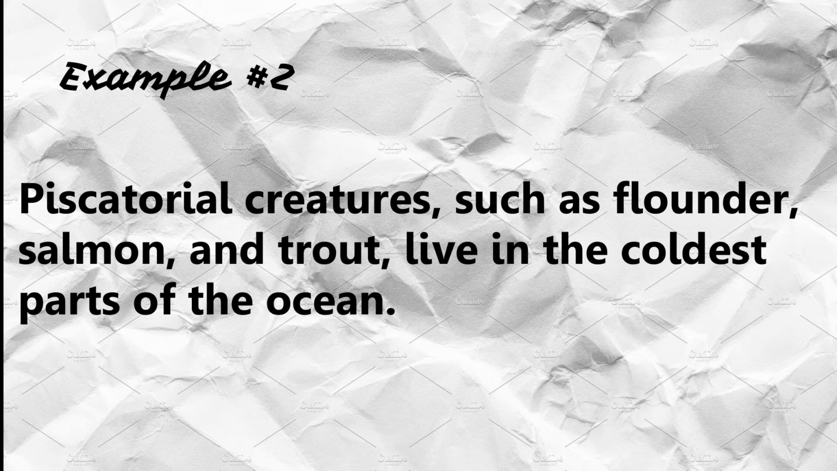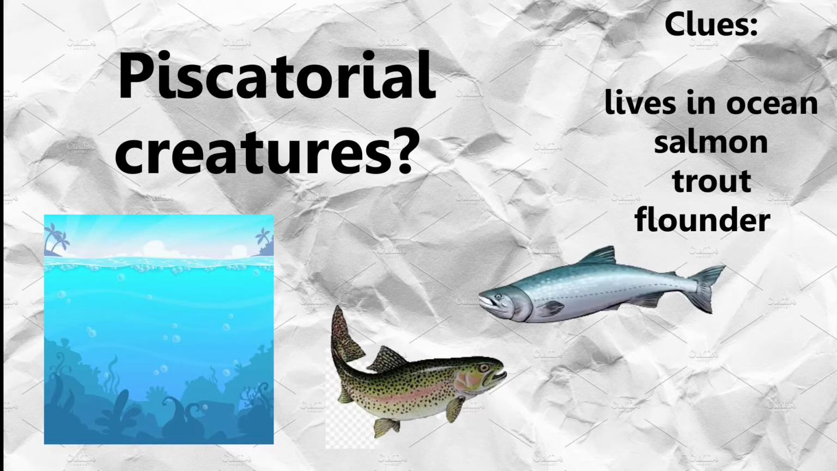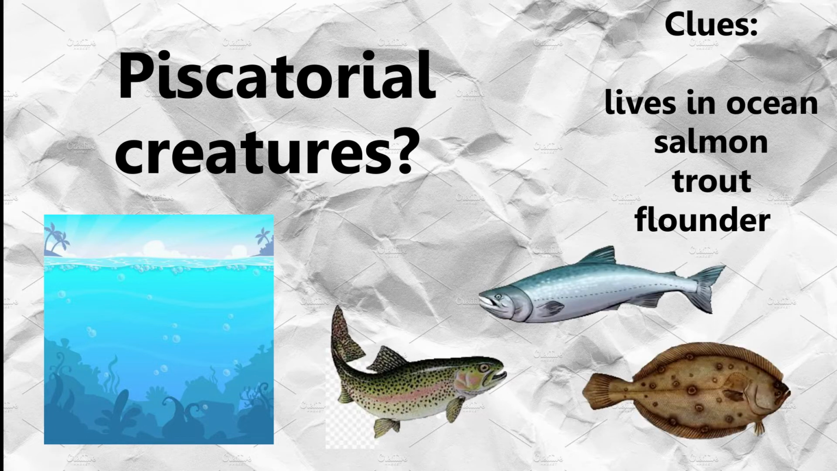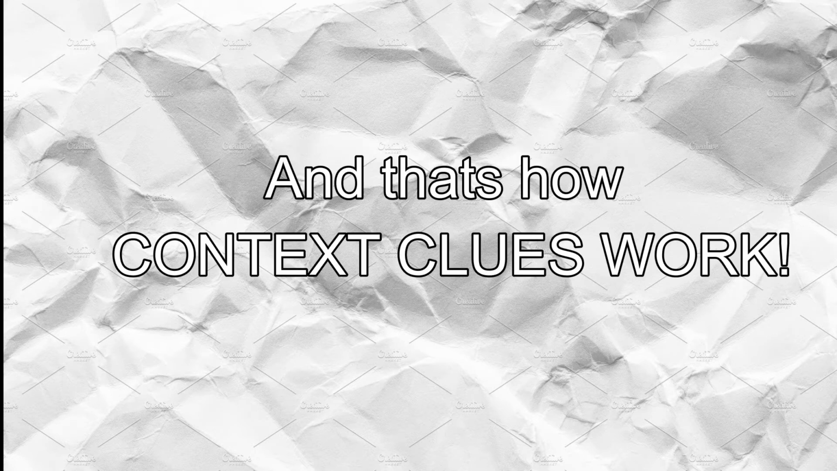Another example is, piscatorial creatures such as flounder, salmon, and trout live in the coldest parts of the ocean. What might be the meaning of piscatorial creatures? In the sentence, we have the following clues for piscatorial creatures. They live in the ocean: salmon, trout, and flounder. Just by the given clues, we know that piscatorial creatures pertains to fish. And that's how context clues work.